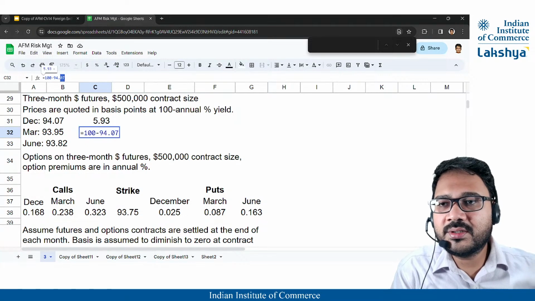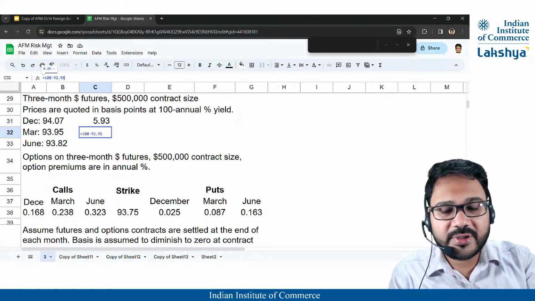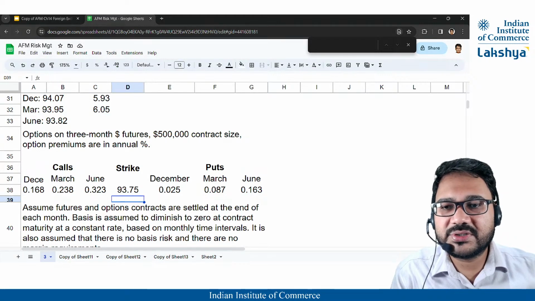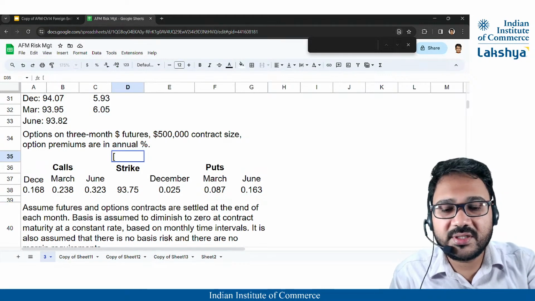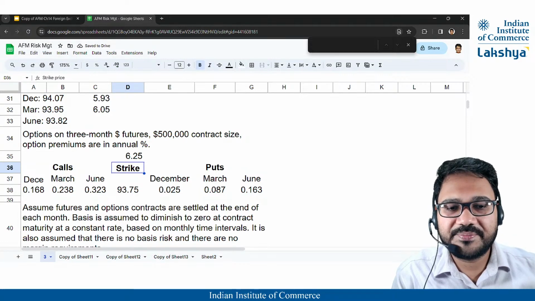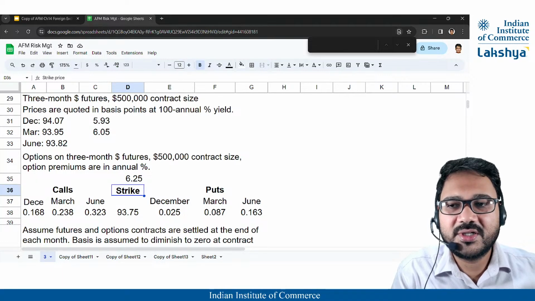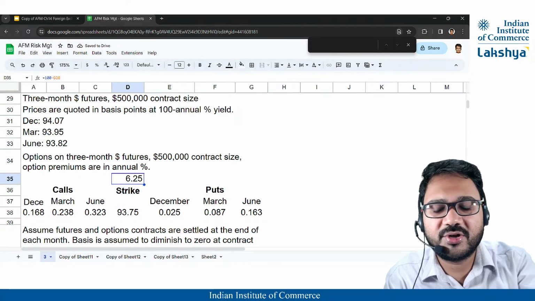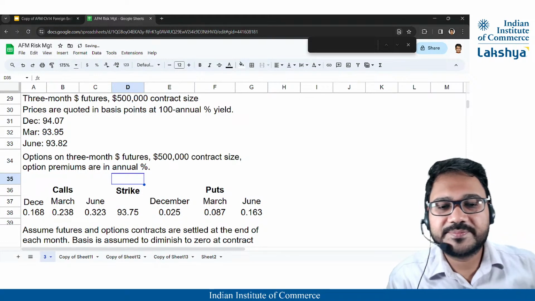This will be just 93.95. So this is effectively 6.05%. Okay, and if you want to understand this as a percentage, so this strike is basically 100 minus 93.75, that is 6.25%. Okay, this is how you are able to get the implied rate. 100 minus the price will give you the implied rate. So I'm just deleting this to avoid any confusion, but this is how you calculate your implied rate. Okay.